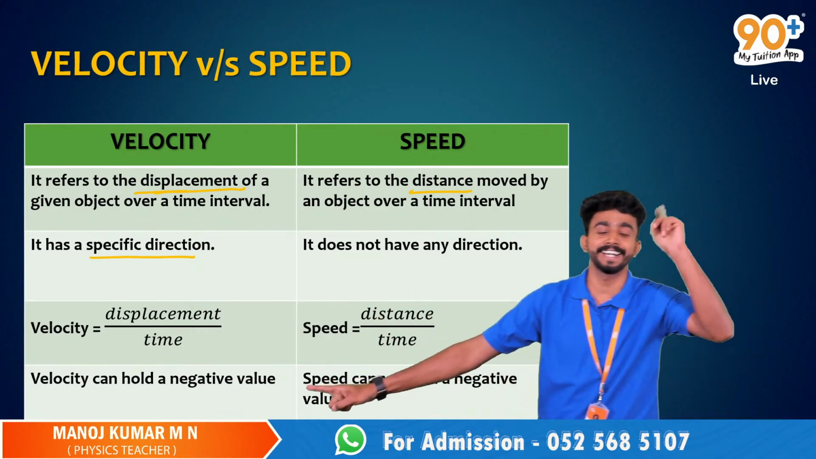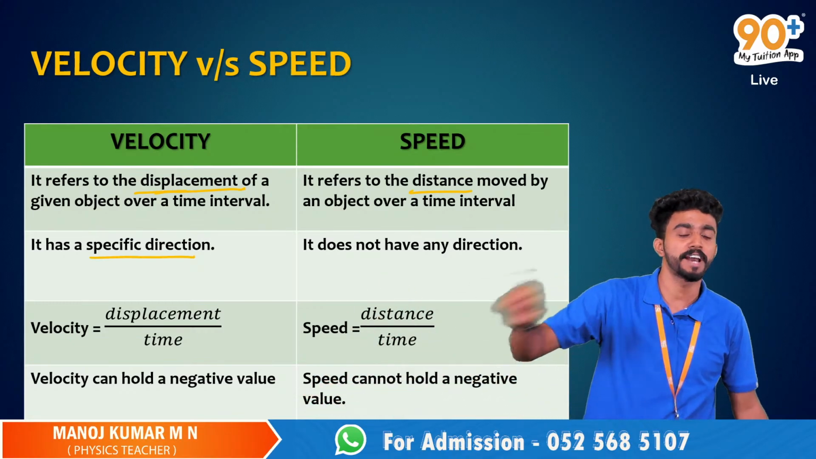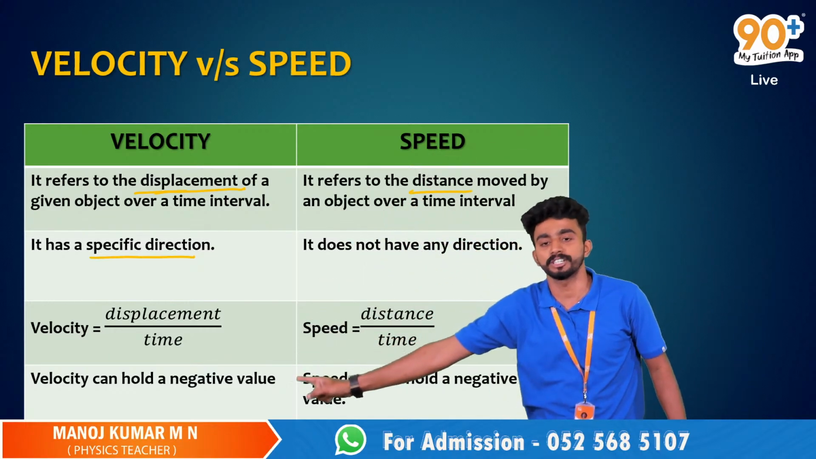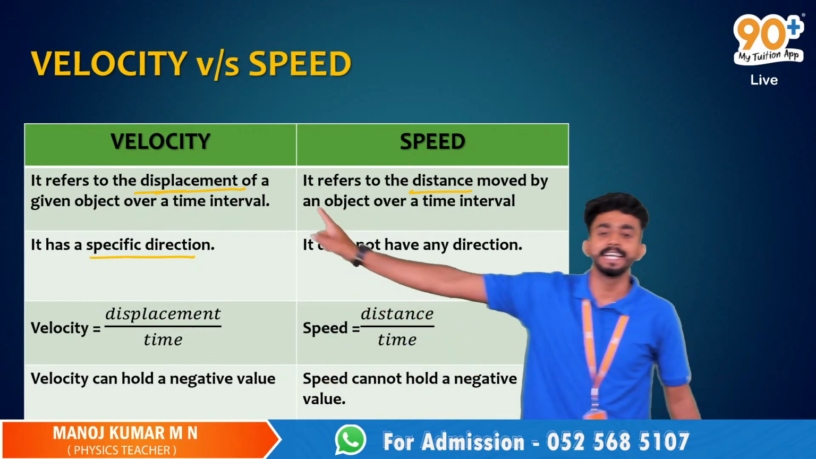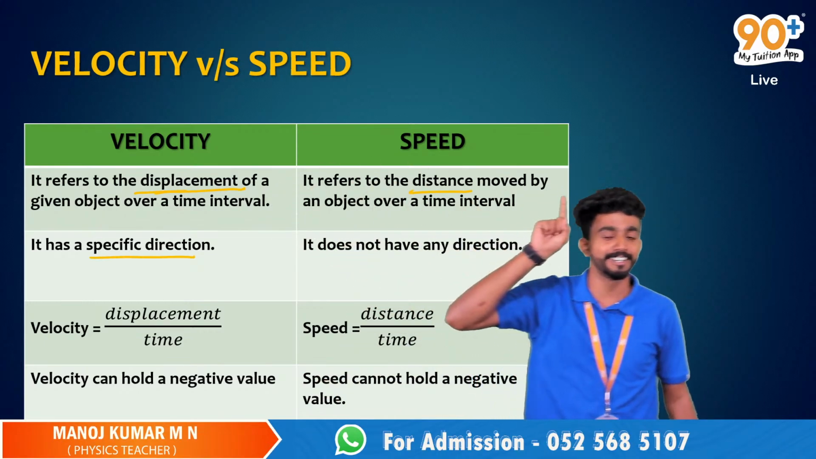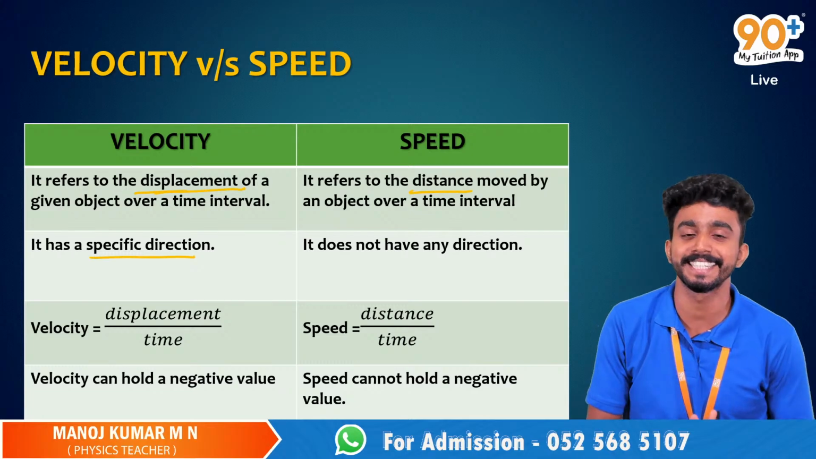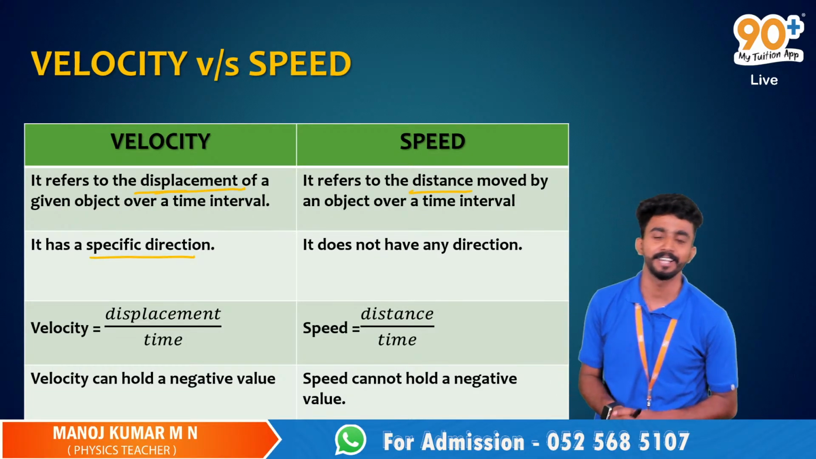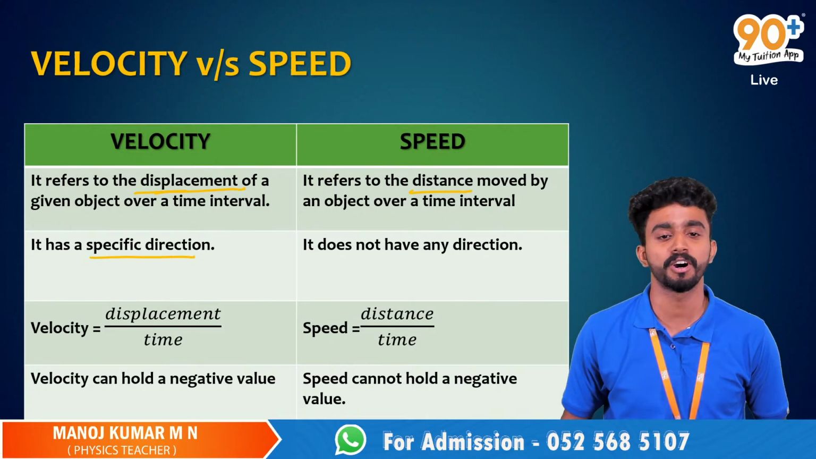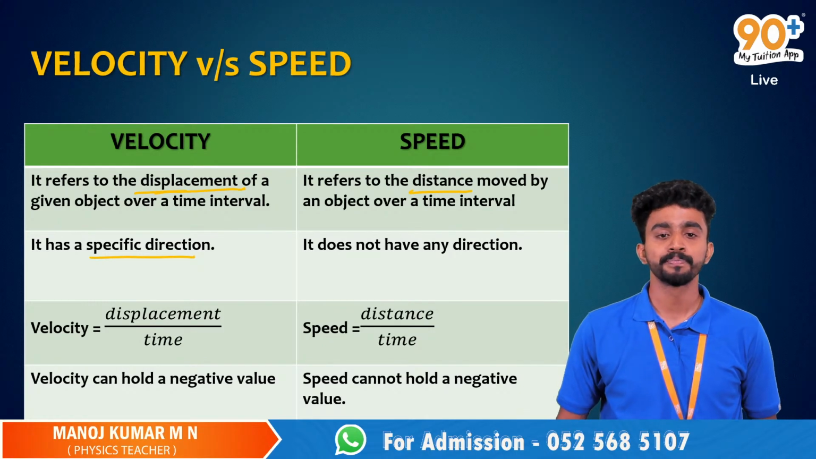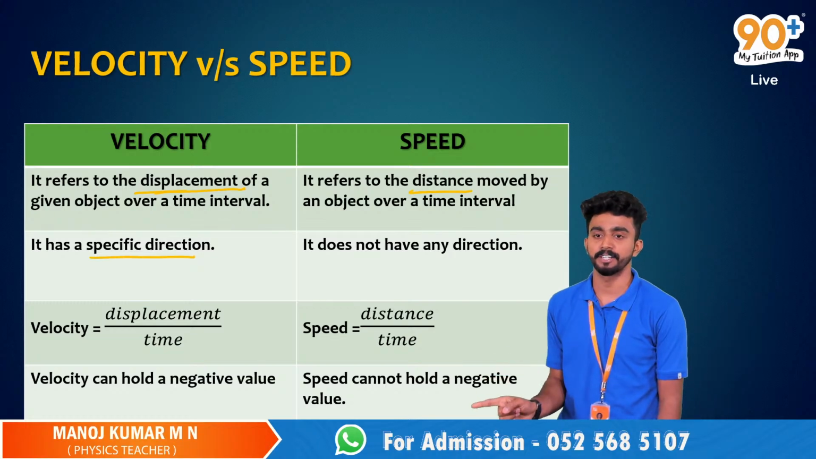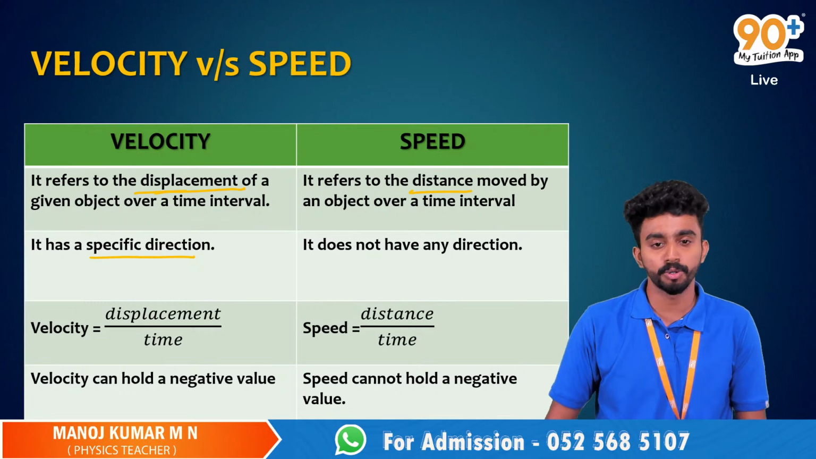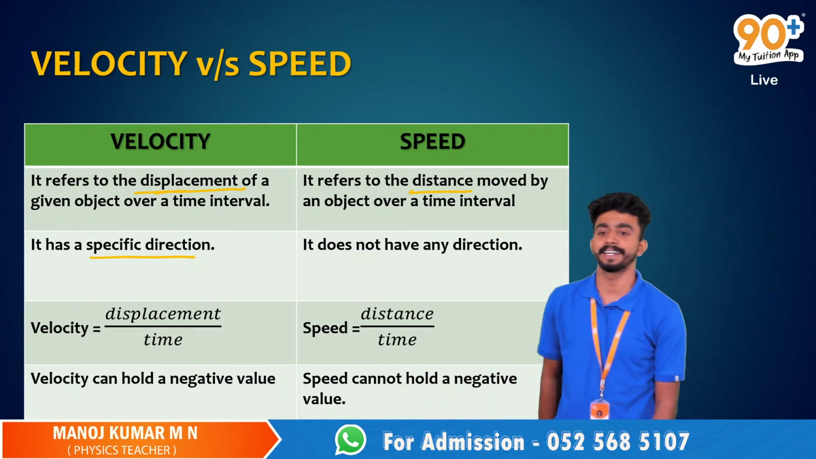Velocity can hold a negative value. I told you, in the case of average velocity and all, we were considering the negative values, right? So velocity can hold a negative value. Why? It is displacement, right? We have learned when we compared distance and displacement, in the case of displacement, we'll have a negative value, but in the case of distance, we'll not have a negative value. Now, speed cannot hold a negative value. Speed cannot hold a negative value. So please don't forget to note it down. Velocity can hold a negative value.